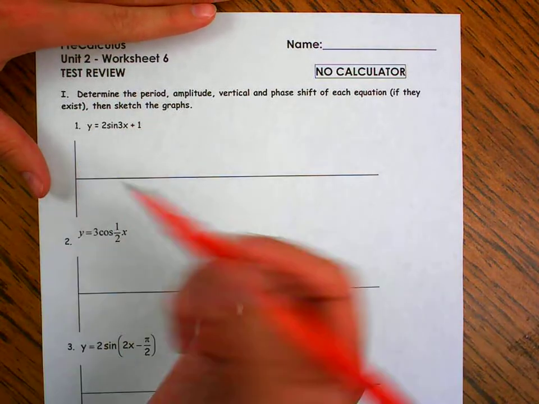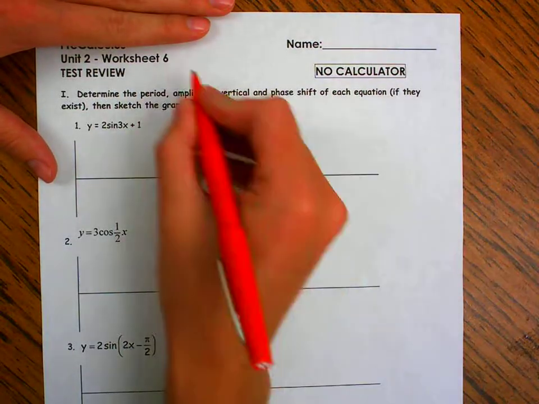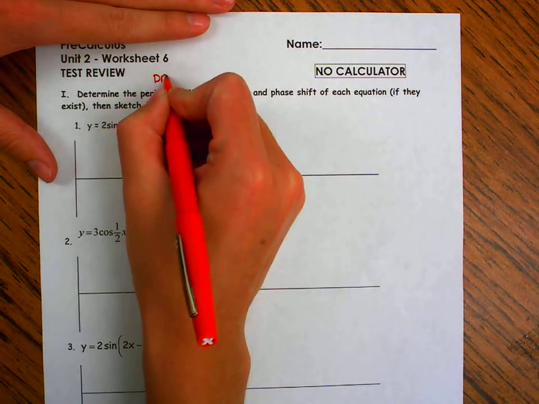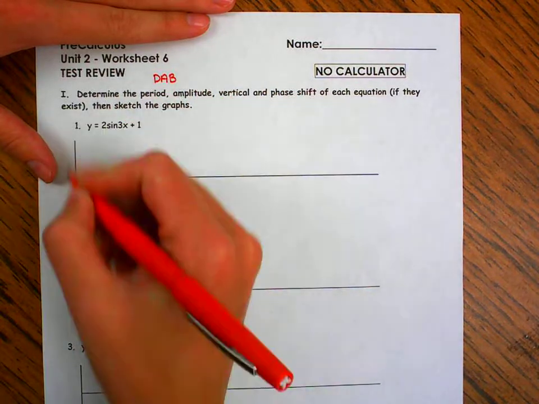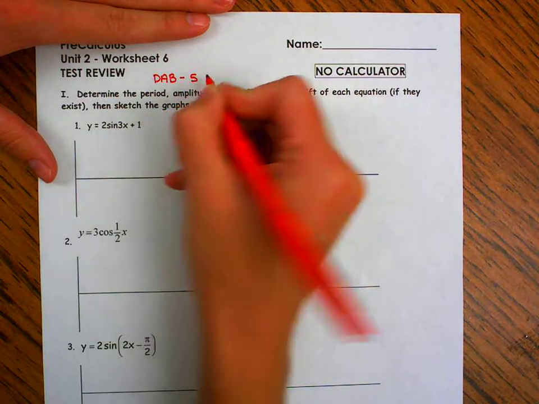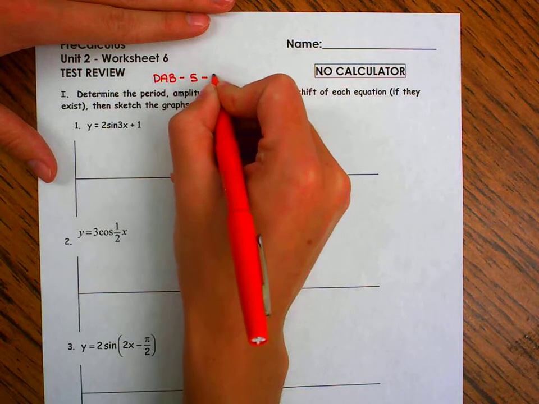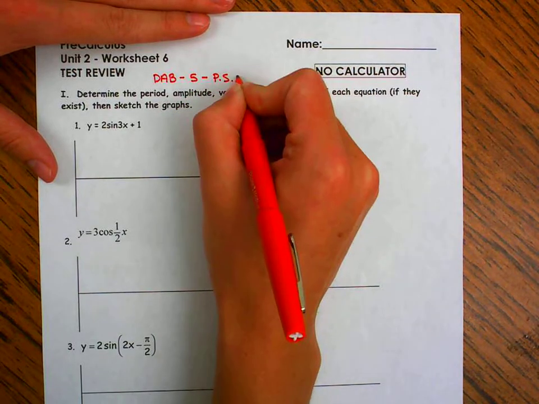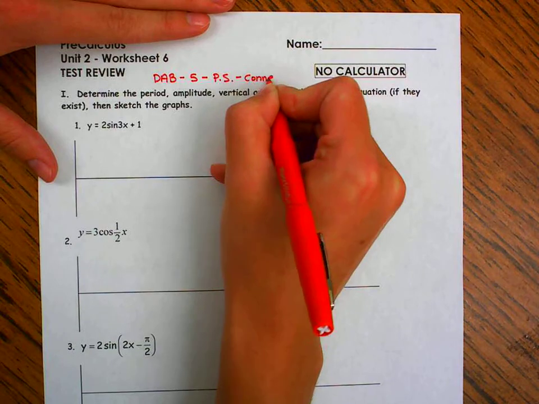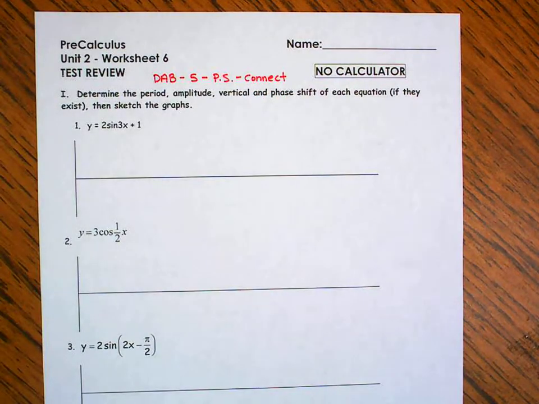Remember, when we're graphing sine and cosine, I've kind of been going through this process of we're going to DABC first. That's going to get us through our setup. Then I'm going to plot my 5 points. If I need to do a phase shift, I'll do a phase shift, and then I can finally connect. Okay, so we're going to start by dabbing.